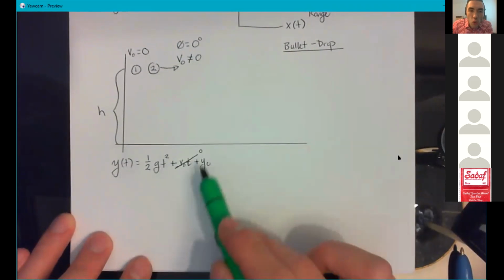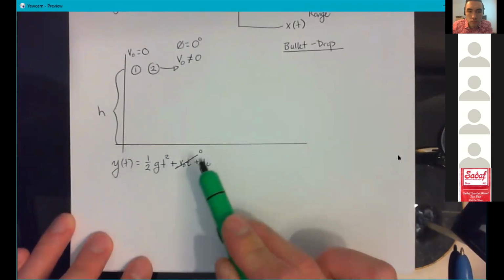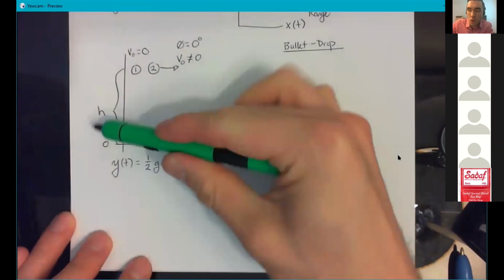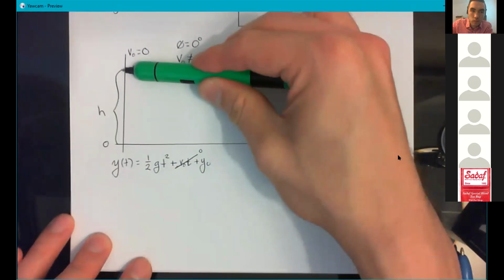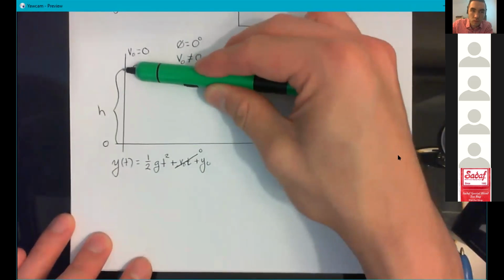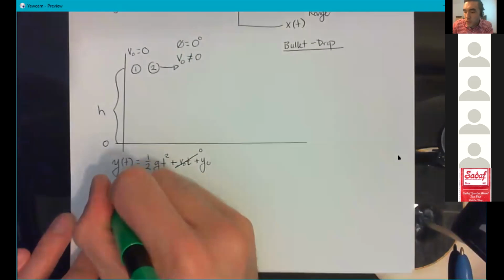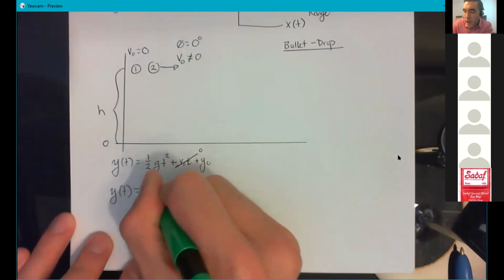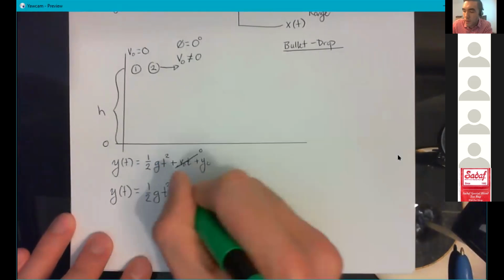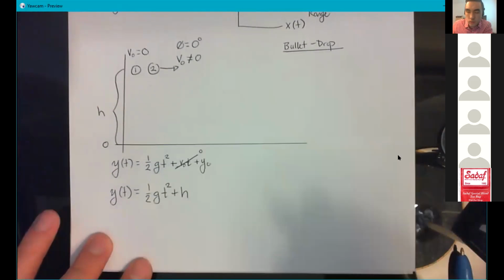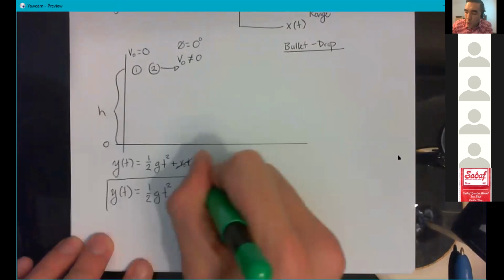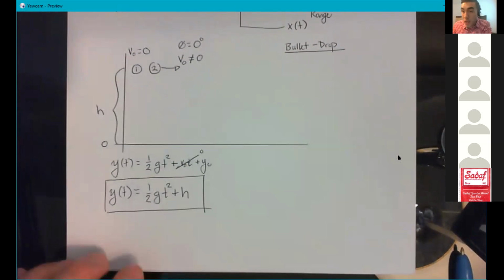And what is their initial y position? If I call this 0, then how high are they above that? H. So for both of these balls, y as a function of time is going to be equal to 1/2 gravity time squared plus h. This is true for both of them, so I'm not going to label which y this is. This is their y equation.